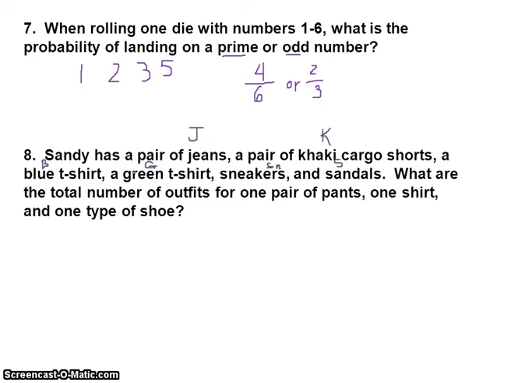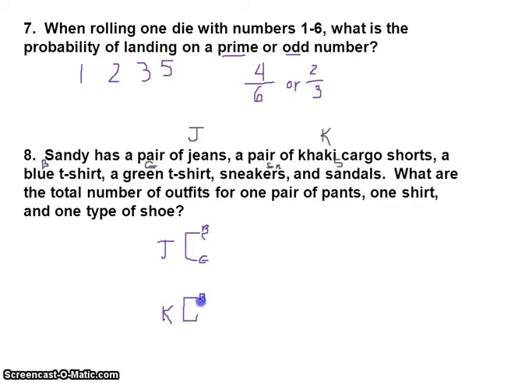Sandy has a pair of jeans, a pair of khaki cargo shorts, a blue t-shirt, a green t-shirt, sneakers, and sandals. What are the total number of outfits for 1 pair of pants, 1 shirt, and 1 type of shoe? So I'm going to start with the pants, and I've put abbreviations up here to make it easier. I'm going to create a tree diagram, so that's going to be my trunk, the pants, and then I've got 2 types of shirts. I've got a blue t-shirt and a green t-shirt.